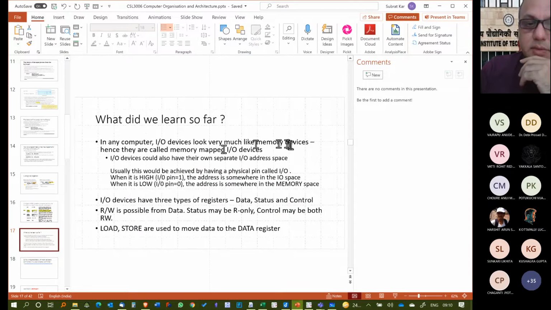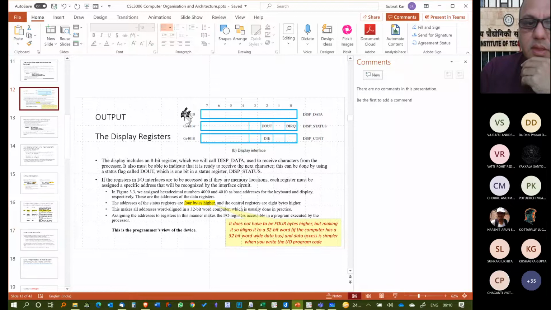IO devices look like memory devices. Right? So if you look at this, for instance, this address is a memory device. Even though it happens to be a register inside a peripheral, it looks very much like a memory location. So if you read and write to this register, your processor does not actually know that it is reading and writing to a register inside a peripheral. It can be fooled into believing that it is actually writing into a register somewhere in memory. Right? So really speaking, the display data register is very much like a memory location.